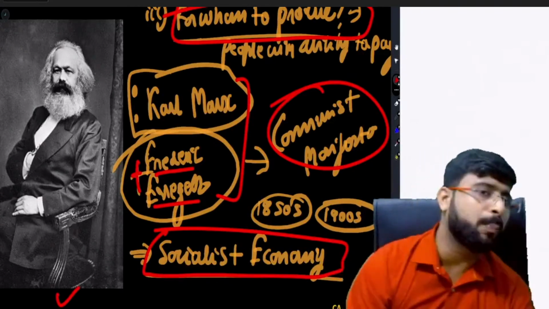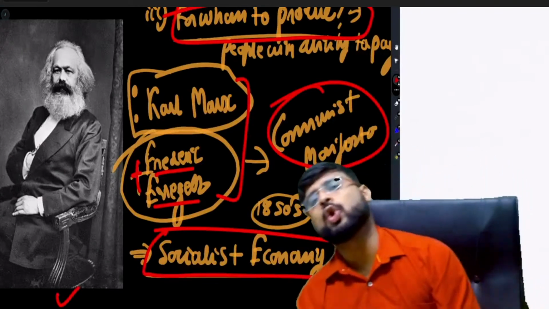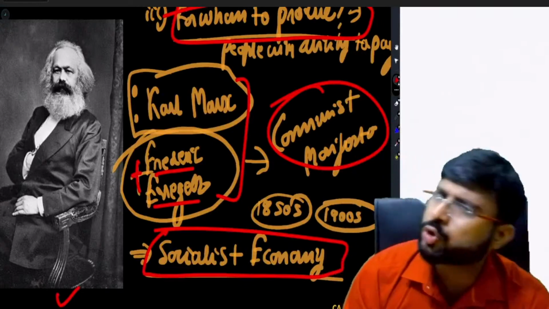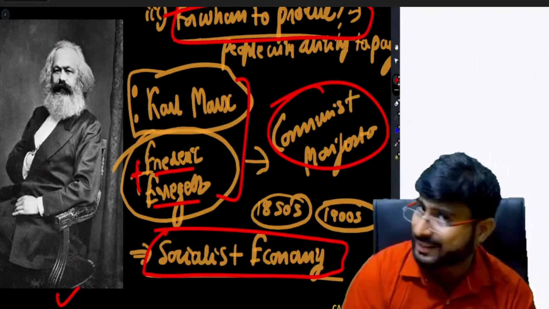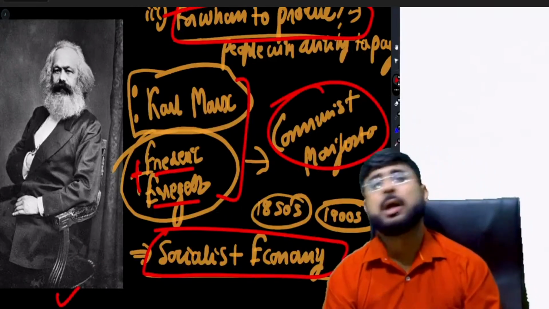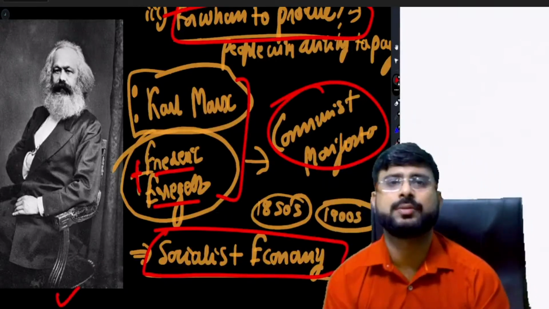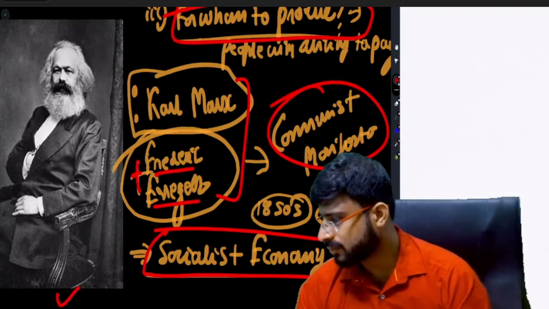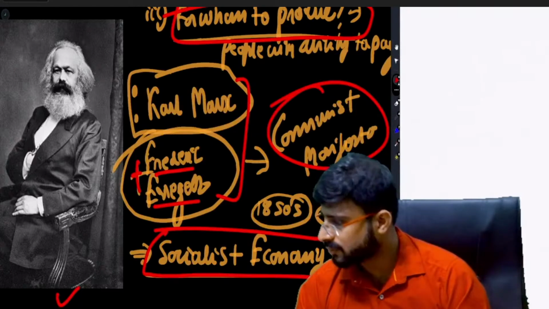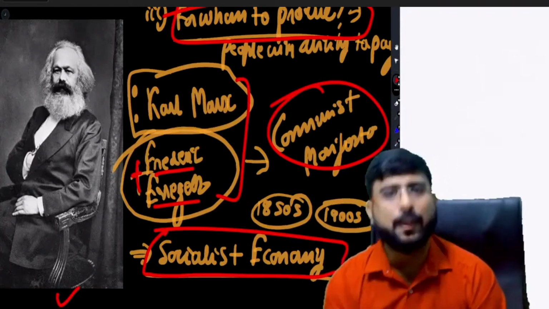Means there should be no private businesses. Government should own all the businesses. Socialist economy means there should be only government control. Private decision making should not be allowed. Yes, sir. So what was capitalist economy? Let's summarize.